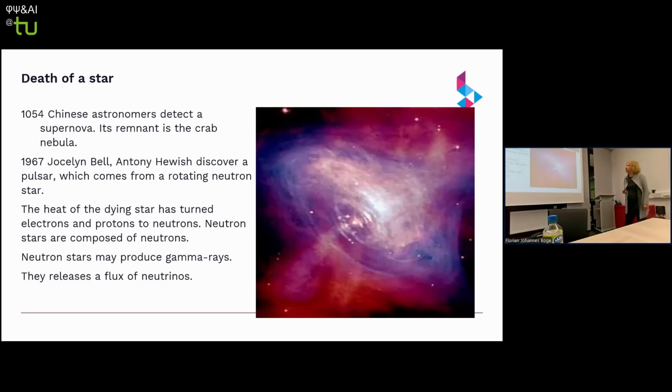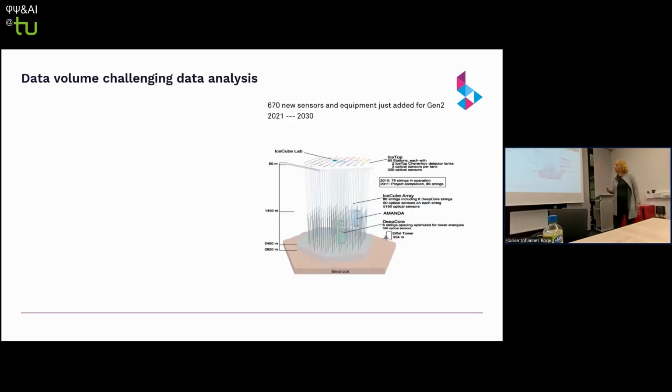Well, we all know this famous Crab nebula that was observed in the year 1054 by Chinese astronomers, and then later in 1967 by Jocelyn Bell and her colleagues, it was found again. And so what happens is the heat of the dying star has turned electrons and protons to neutrons. And then you get a neutron star, and that is composed of neutrons. And then this neutron star may produce gamma rays and neutrinos. Then we finally are where we want to be.